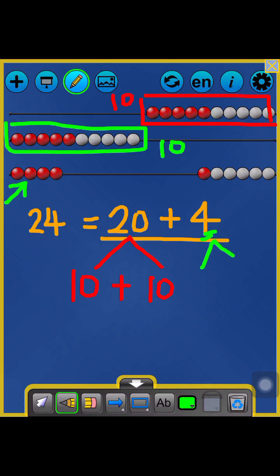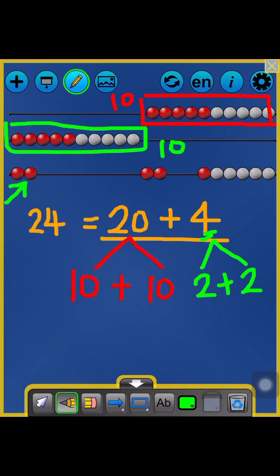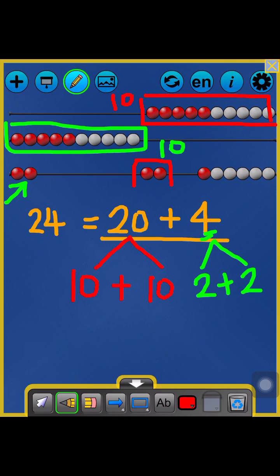Okay, the half of 4 is how many? Yes, it's 2. 2 plus 2 equals 4. So we move 2 beads to the right hand side. And now there are still 2 beads on the left hand side. And now on the right hand side there are 2 beads, and on the left hand side we also have 2 beads.